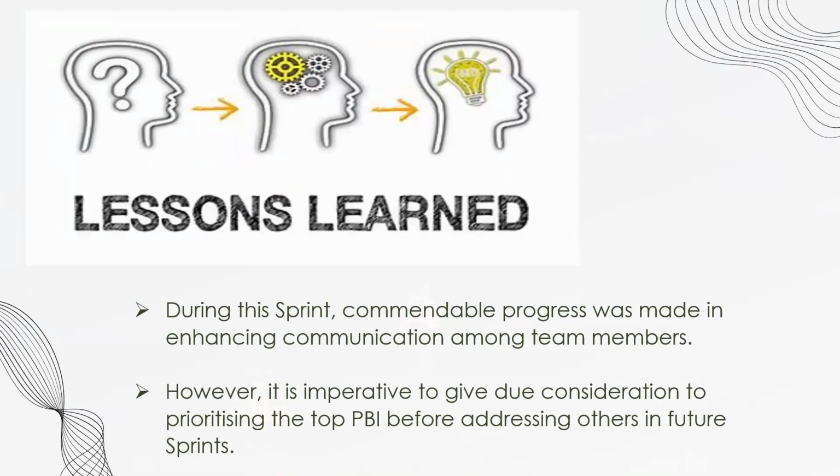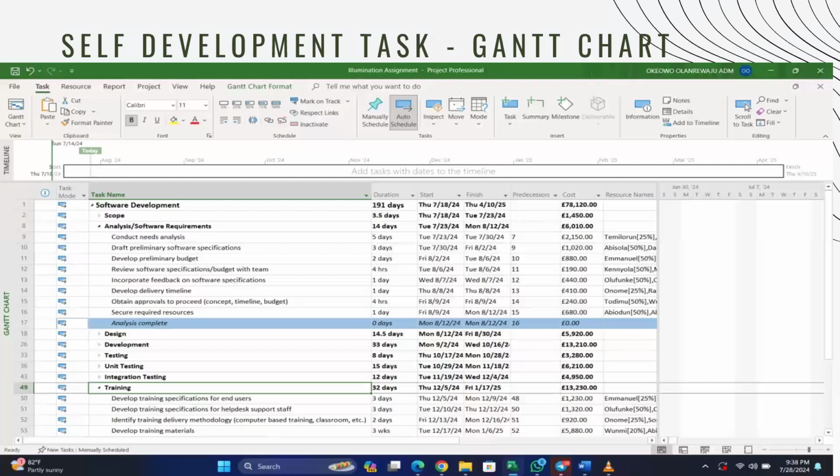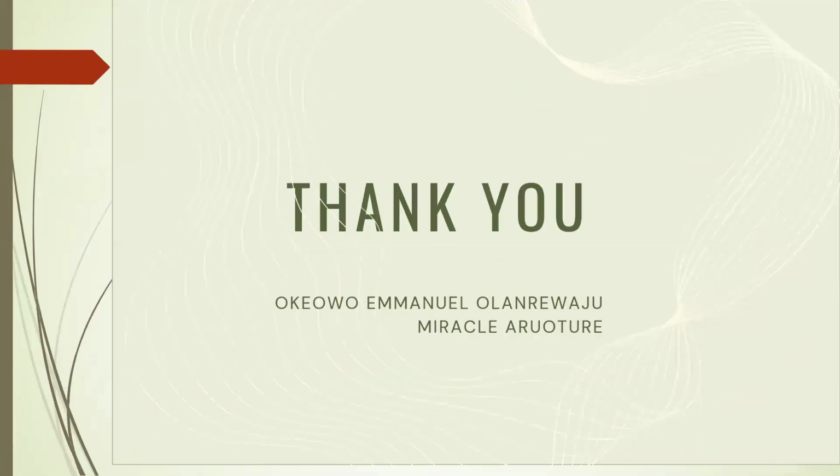During this sprint, progress on our communication was top notch. However, we learned that we should prioritize our PBIs for committing them. These are self-development Gantt charts. Thank you.